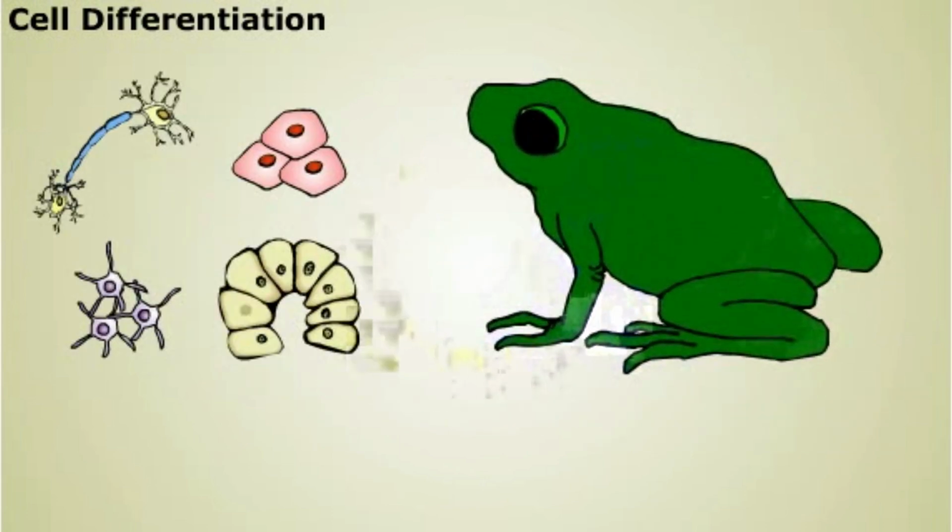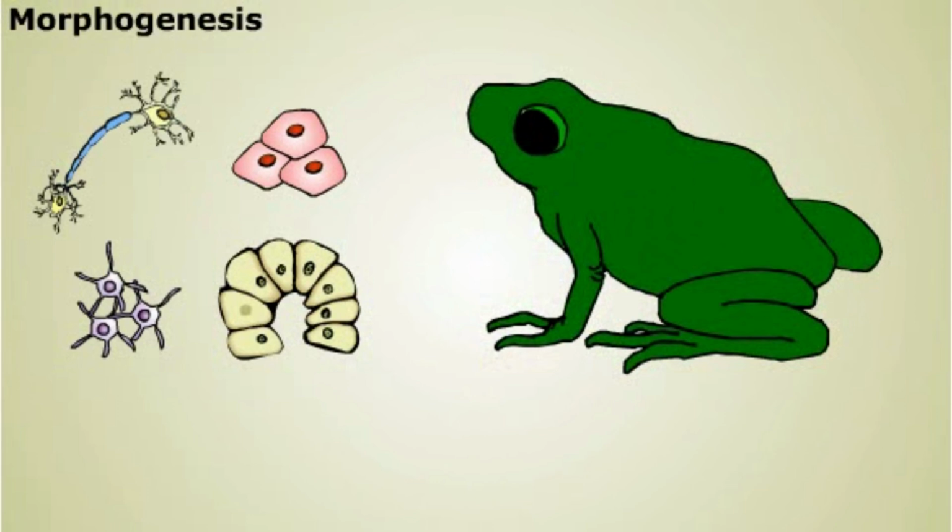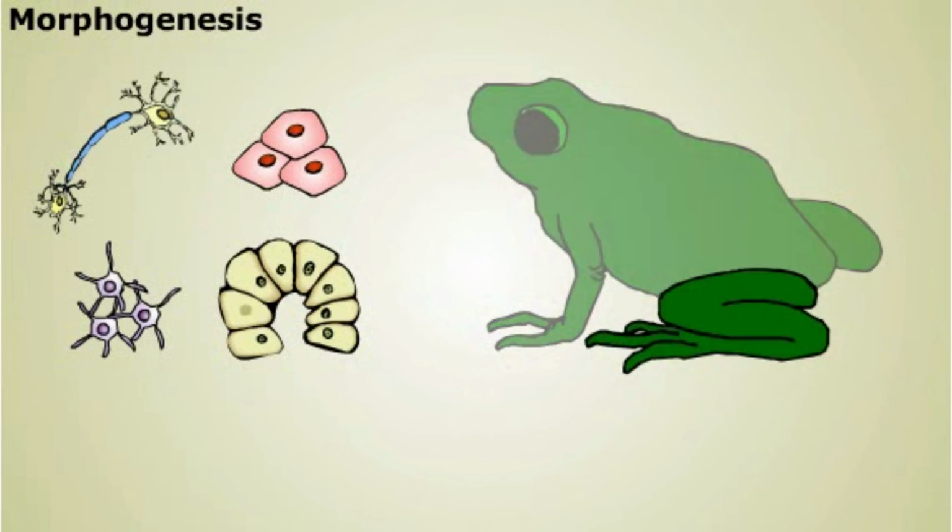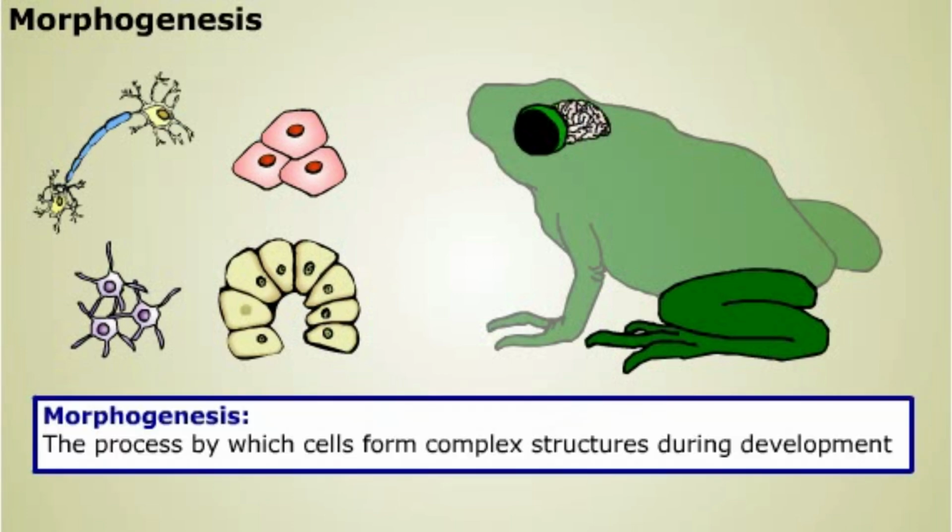The early cells of the embryo have the ability to form any type of adult cell. These cells will eventually develop into all the different types of cells in the adult body. How do the different types of cells come together to form the complex structures of the adult, like the legs, or an eye, or the brain? The process is called morphogenesis.